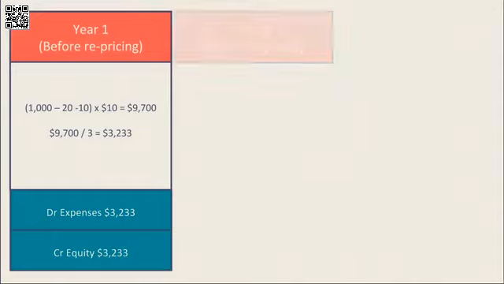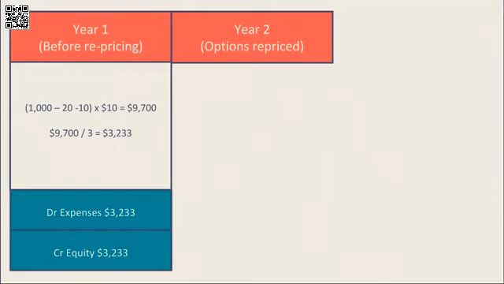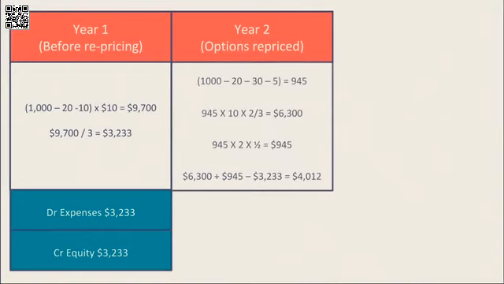Now, roll on year 2 and the share price drops and the options are repriced. How do we deal with this? First, calculate the staff. 1,000 minus 20 minus 30 minus 5 that are expected to leave. And then we multiply it by the initial $10 fair value and then the $2 increase. So 945 multiplied by 10 multiplied by 2/3 equals $6,300. And then 945 multiplied by 2 multiplied by 1 divided by 2 equals 945.